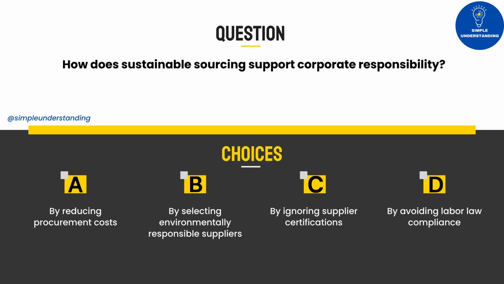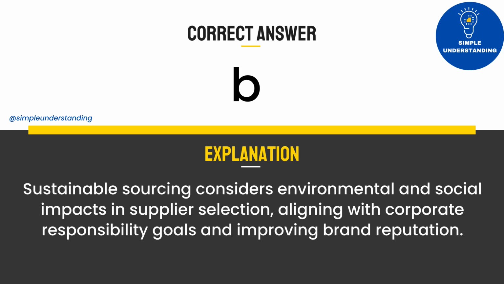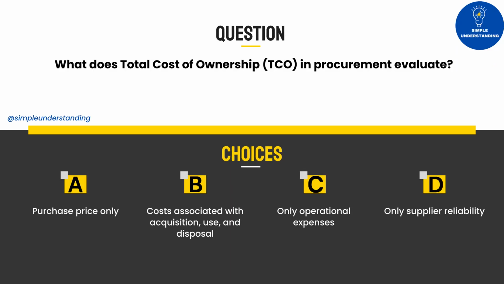6. How does sustainable sourcing support corporate responsibility? A. By reducing procurement costs. B. By selecting environmentally responsible suppliers. C. By ignoring supplier certifications. D. By avoiding labor law compliance. Answer. B. Explanation. Sustainable sourcing considers environmental and social impacts in supplier selection, aligning with corporate responsibility goals and improving brand reputation.